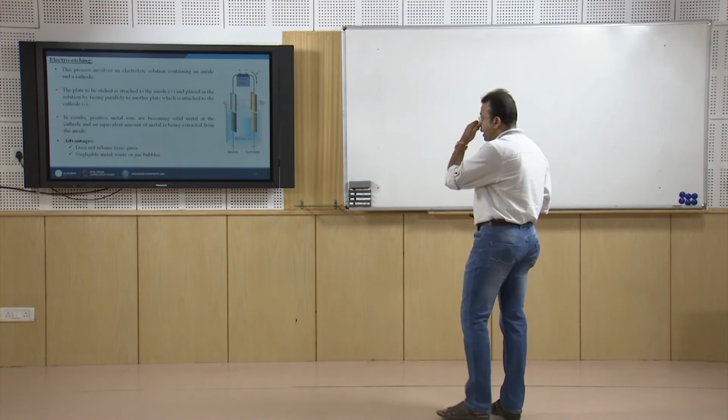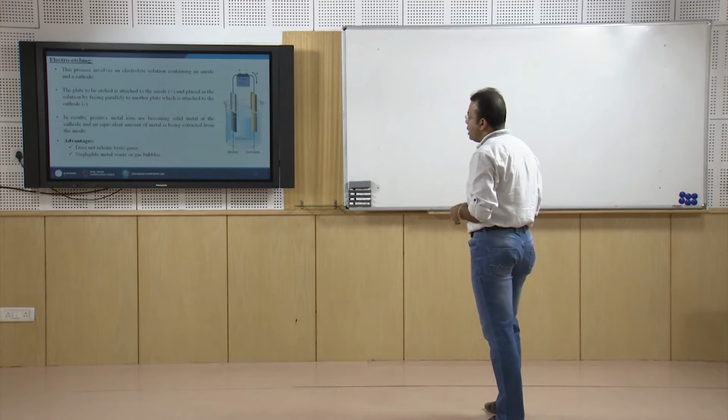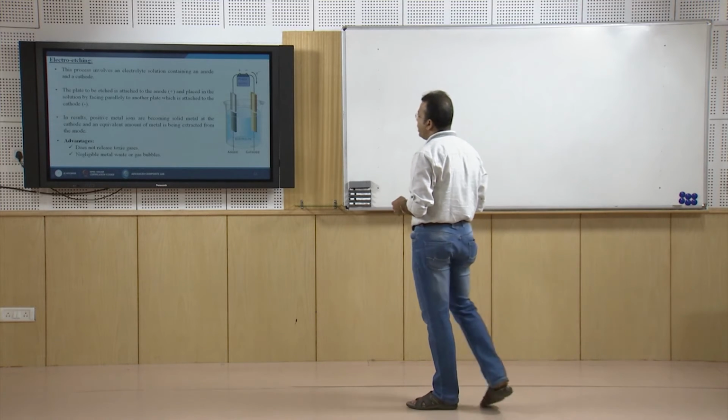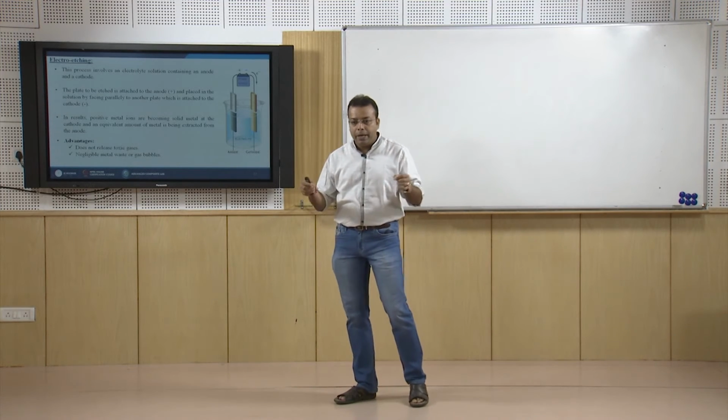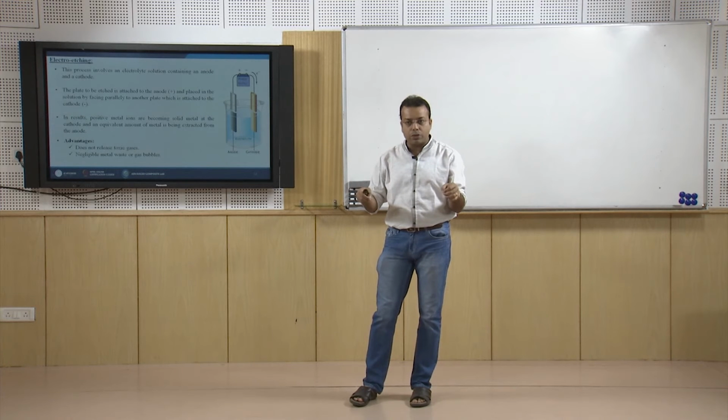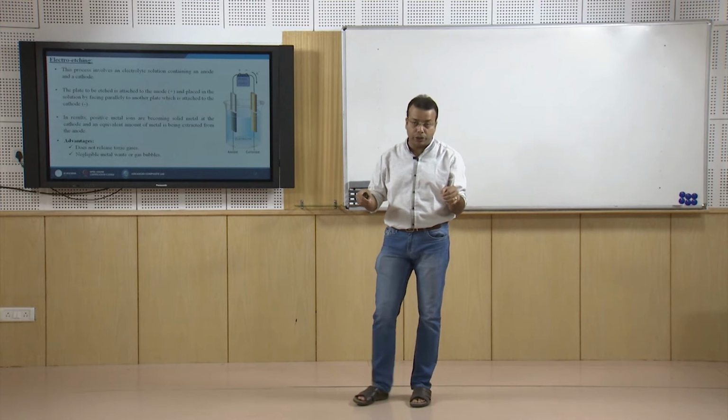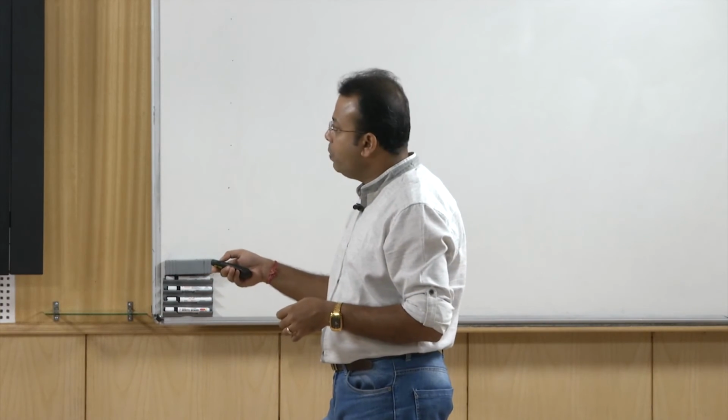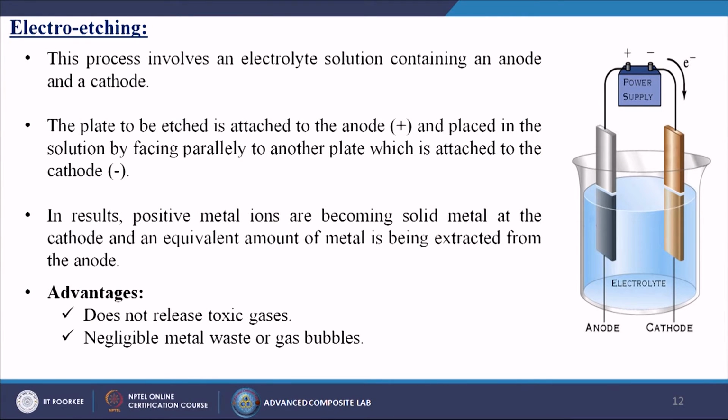Then the next one is called electro etching. This process involves an electrolyte solution containing an anode and cathode. Simply, you have to dip your material into some electrolyte solution, right. Then the plate to be etched is attached to the anode, that means the plus side, and placed in the solution facing parallel to another plate which is attached to the cathode. So, here it is your material and here it is another material.